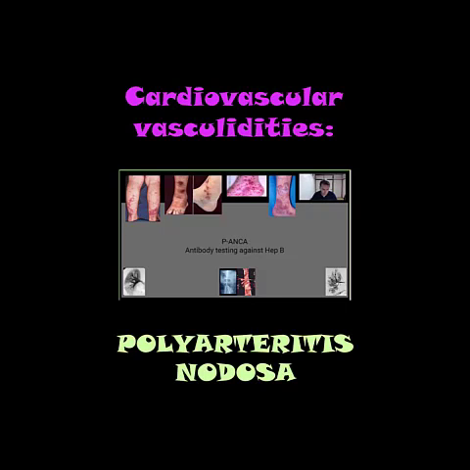So the answer to that question, what laboratory tests can help establish the diagnosis? The presence of perinuclear anti-neutrophilic cytoplasmic antibody, or p-ANCA, correlates with disease activity. p-ANCAs are more commonly seen in small artery disease. Furthermore, antibody testing against hepatitis B may strengthen the diagnosis, as approximately 30% of cases of polyarteritis nodosa are associated with this infection.